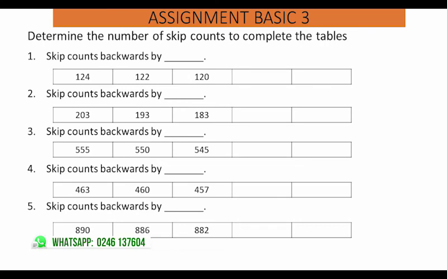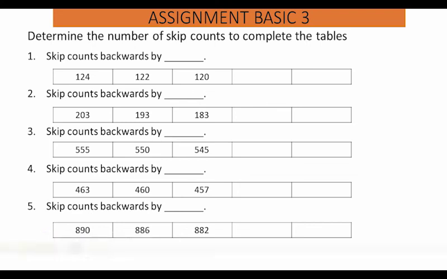Assignment for Basic 3. You are to determine the number of skip counts to complete the tables. 1. Skip count backwards by, and the numbers are 124, 122, 120. With these numbers, you are to determine what skip counts we use, whether in twos, in fives, in fours, or in tens.